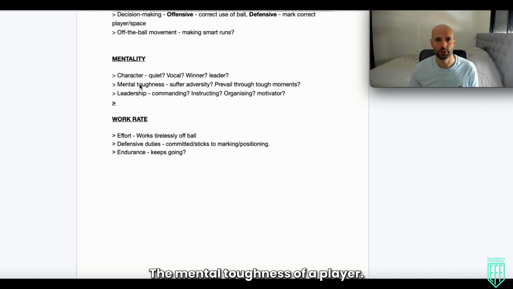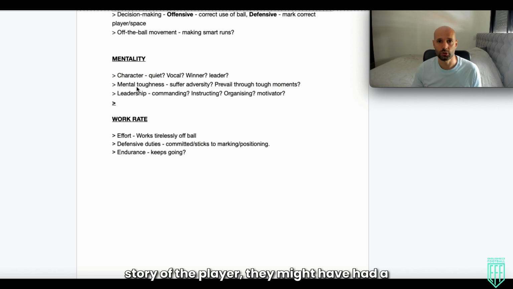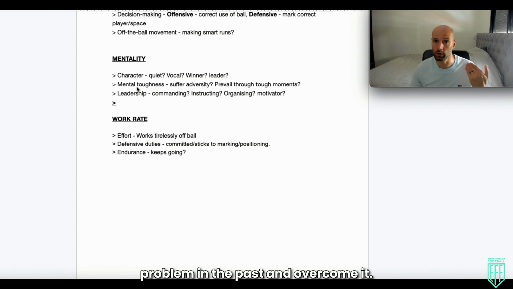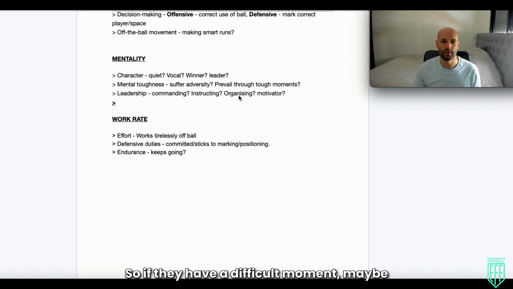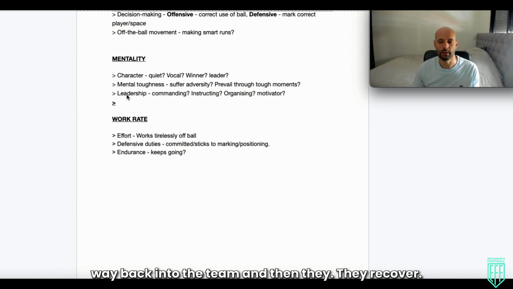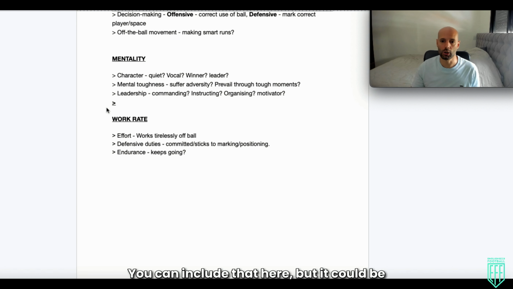The mental toughness of a player. You might know, if you know the story of the player, that they might have had a problem in the past and overcome it. So they may have suffered adversity, and then you can write that in the report too. Like they bounce back from an injury really well. Do they prevail through tough moments? So if they have a difficult moment, maybe they're not playing, and then they find their way back into the team and they recover, you can include that here. But it could be the little things in the game as well. They could show real mental focus. So they could be focused on everything on the pitch and not lose concentration. That could be something you could use too.